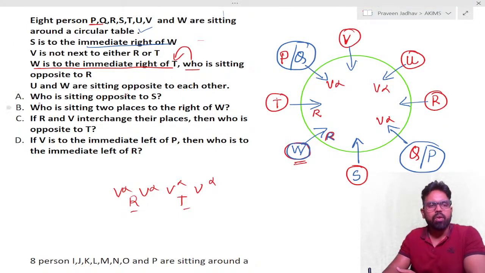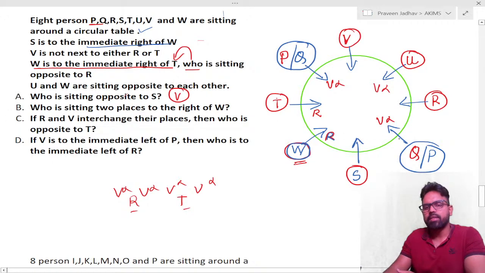Here? Now. Who is sitting opposite to Y? P. Who is sitting two places to the right of W? Two places to the right of W. First to the right, second to the right.